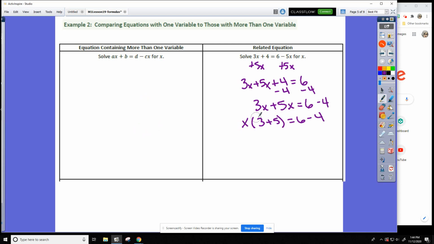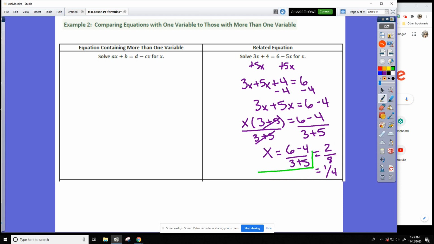So here, this operation's multiplication, so I'm going to divide by 3 plus 5, because anything divided by itself is 1. And this side, I'm going to divide by 3 plus 5. So my final answer, and I know we could simplify this, is this, which is 2 over 8, which is 1/4. But I want you to focus on this.